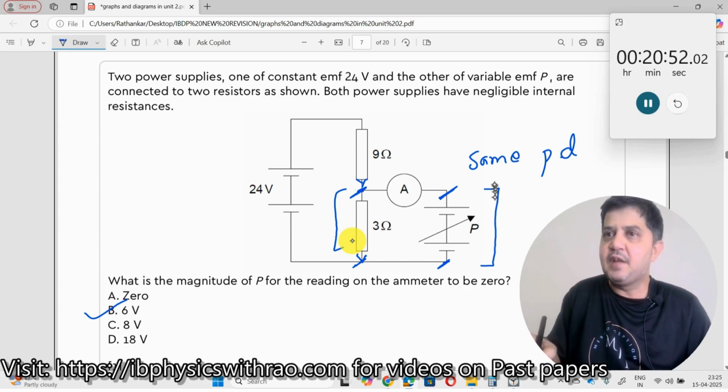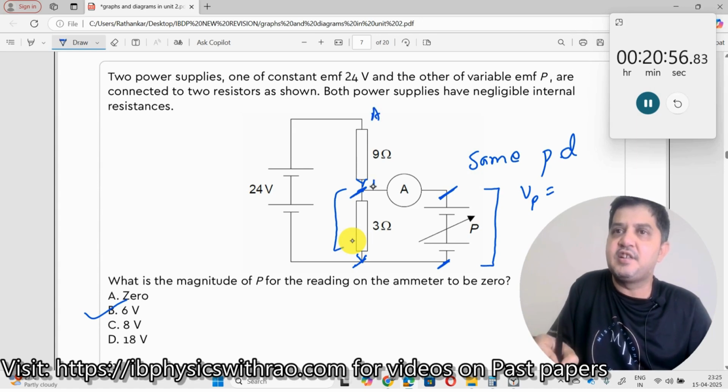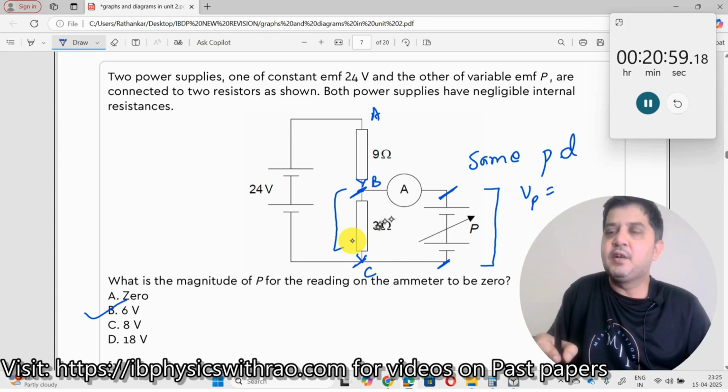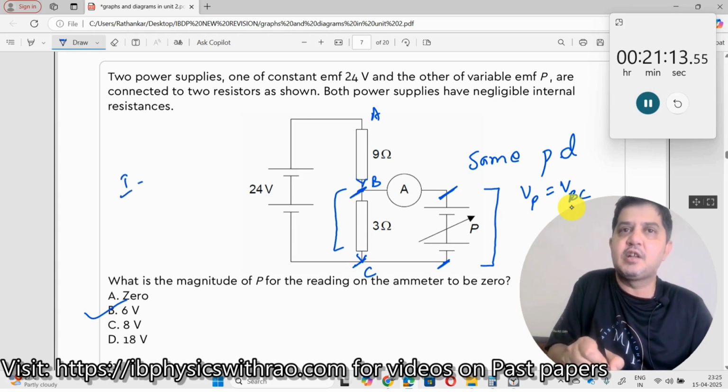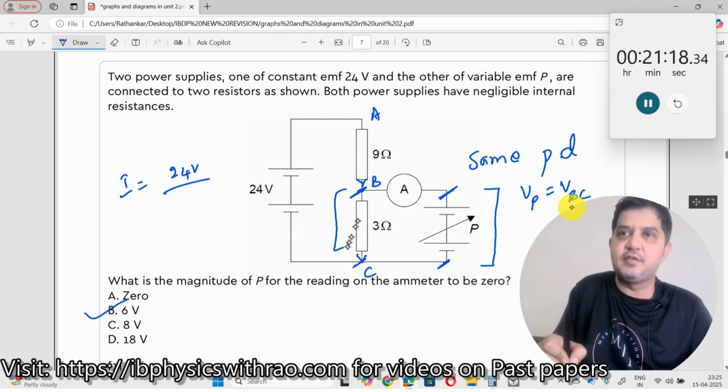Which means what? If you want to find this one, I can now write Vp is equal to, let me give some nomenclature here, I'll put APC over here. Now this Vp will be equal to Vpc. So if you get this value of Vpc, you can equate it to Vp. How do you get this value? You can use the total current. You can find the total current as equal to the total voltage divided by the total resistance over here, which would be 9 plus 3, which is 12. And then you find the voltage across this, which would be equal to I times 3.